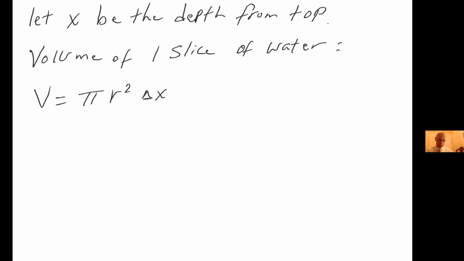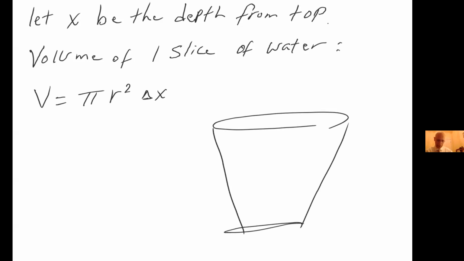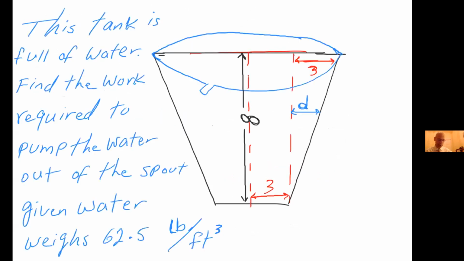So if this is what we have, and let's say this is one slice of water right here, let me just give it some thickness. Well, the volume of that slice is the surface area of that slice times the thickness. So the surface area would be pi r squared, and delta x right here would be the thickness. Okay. So let's go to the previous page and look at this nice drawing.